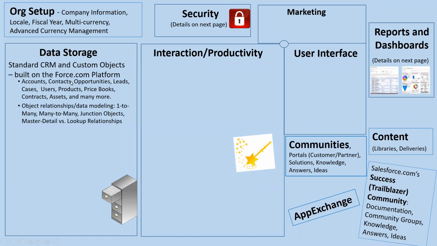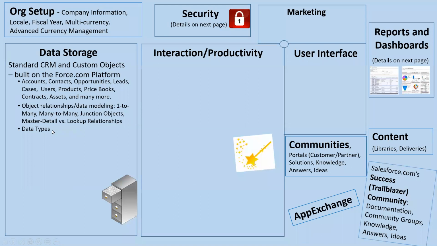So under data storage, we have to understand about objects and their relationships to each other. It's good to understand the concept of one-to-many versus many-to-many, junction objects, which help create those many-to-many relationships, and the master detail versus lookup fields that can be created on child objects to create relationships to parent objects, and the difference between master detail and lookup, which are similar, do a similar kind of thing, but have very different restrictions and benefits.